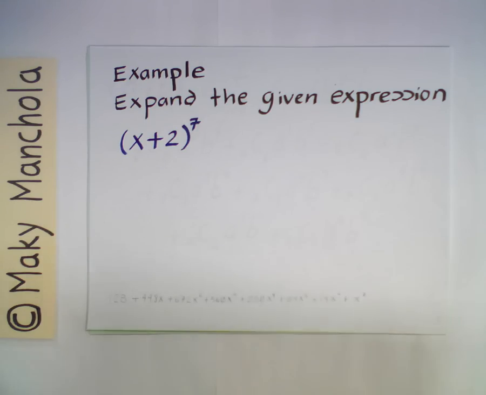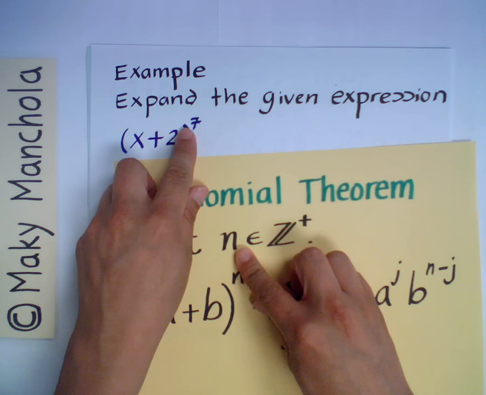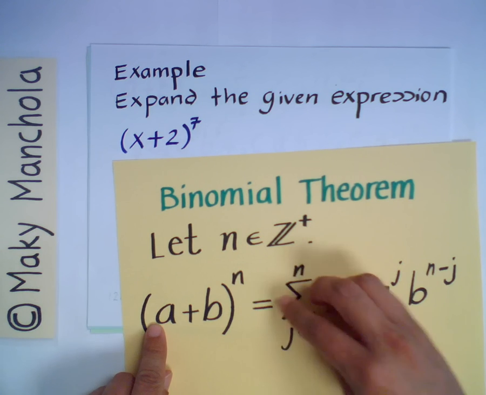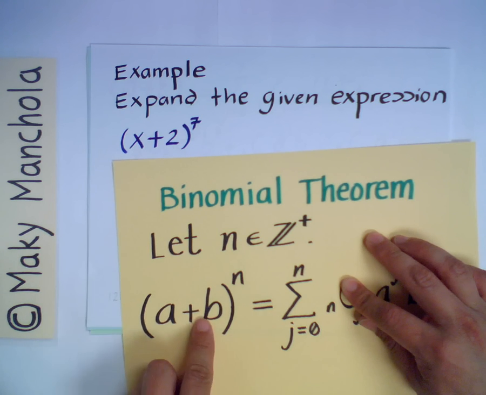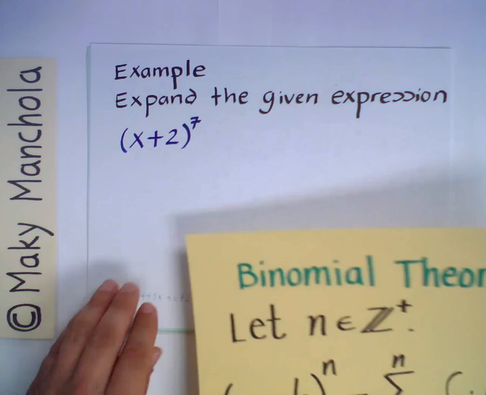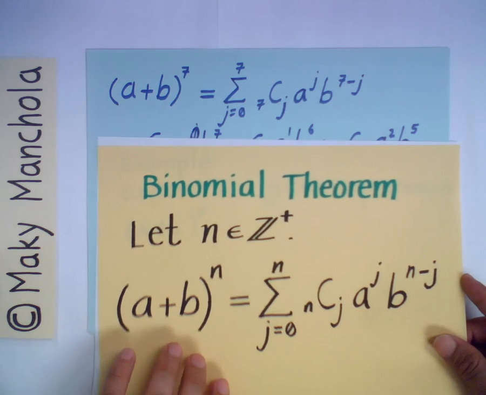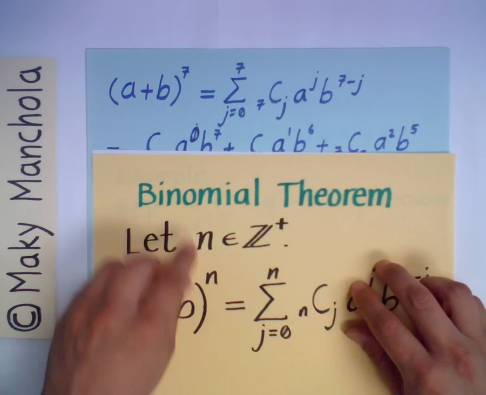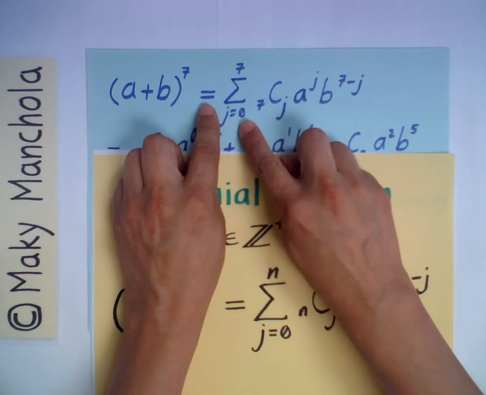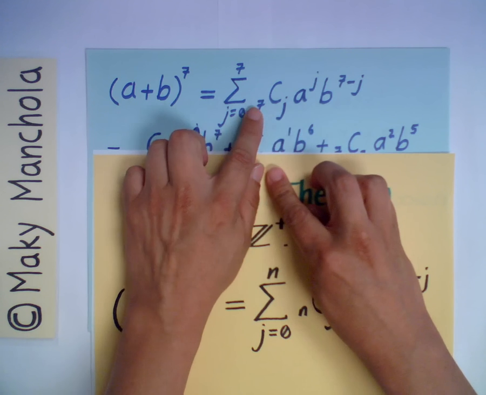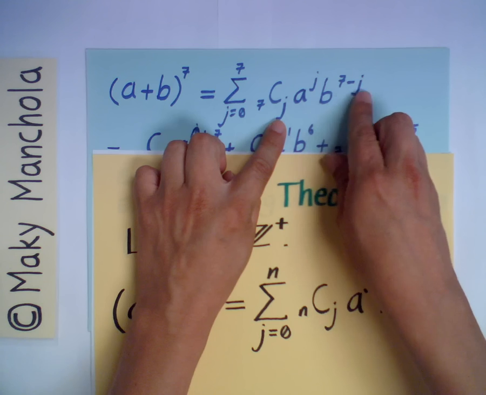Now let's observe how we are going to apply the binomial theorem in this case. In this case, the power is 7, so the form of our example would be a plus b to the 7th power. If we apply our binomial formula, it will look something like this. A plus b to the 7th, that's the form of our example, would be the sum from j equals 0 to 7, 7 choose j, times a to the j times b to the 7 minus j.